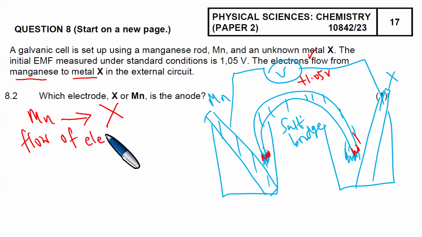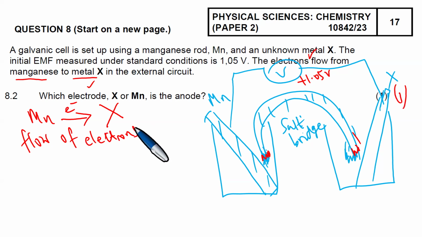Flow of electrons from manganese to the metal X. Here are the electrons, and they're flowing like this, from manganese to the metal X. Here's the question for 1 mark. Which electrode, X or manganese, is the anode? Which one is the anode?